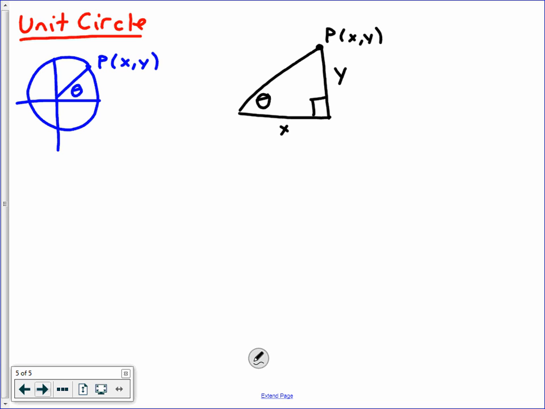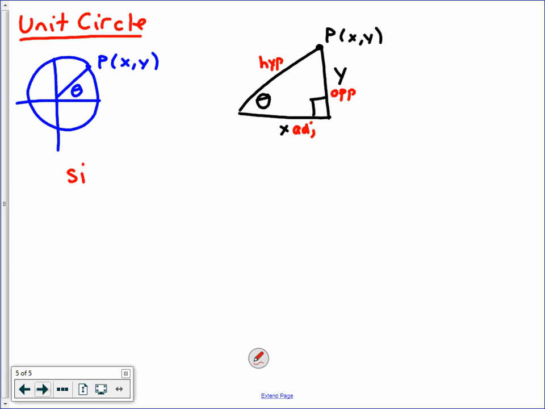I'm asking for a question. Does it matter where you put the x and y? No. So I can put the y on the bottom? No, y has to go like this. This is the x values right here, right? So x is always adjacent. Okay, so here we go.